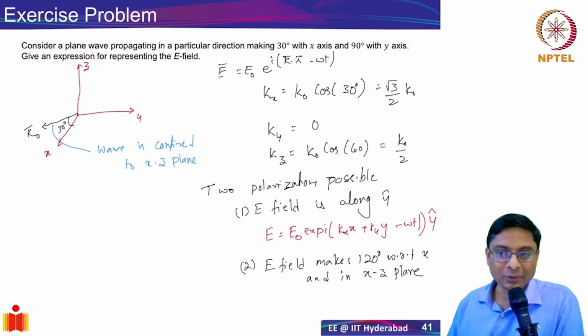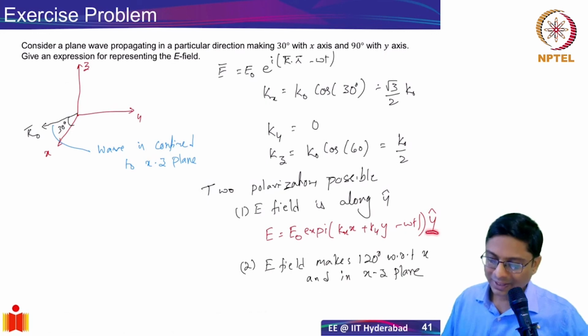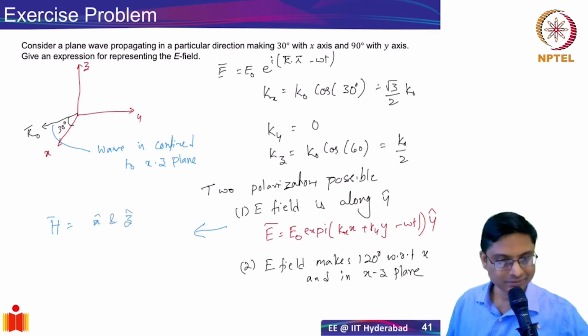What will be the expression for the magnetic field? If the electric field is in the y cap direction, I can think of a magnetic field which is going to be confined to the xz plane. So this will have a component in the x cap and z cap direction. The magnetic field is going to be in both these x cap and z cap directions, right? Because it simply has to be perpendicular to both the direction of propagation and the electric field. So it has to be at this 120 degrees, right? So that will have two components.